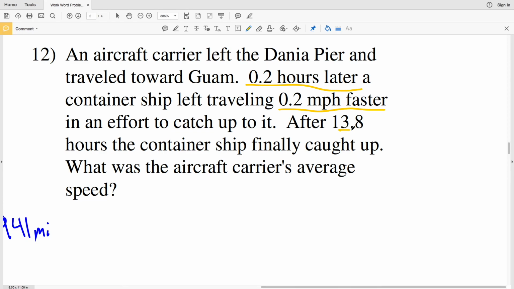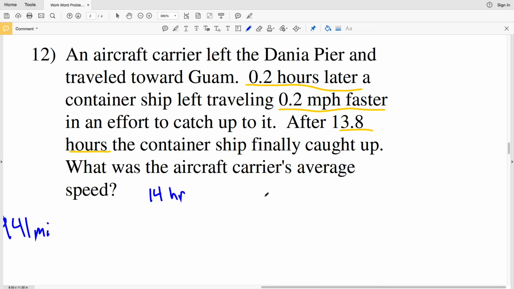After 13.8 hours, the container ship finally caught up. So we need to figure out what was the aircraft carrier's average speed. So we know that the aircraft carrier traveled a total of 14 hours. And we know this because the container ship caught up in 13.8 hours and it left 0.2 hours later. 13.8 plus 0.2 gives us the total time that the aircraft carrier was traveling, which is 14 hours.